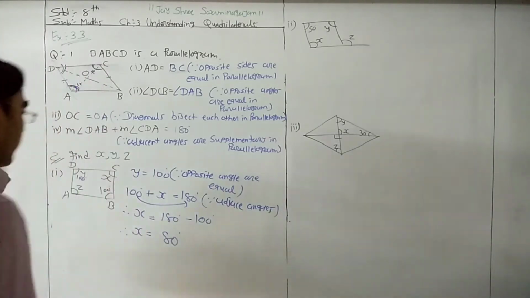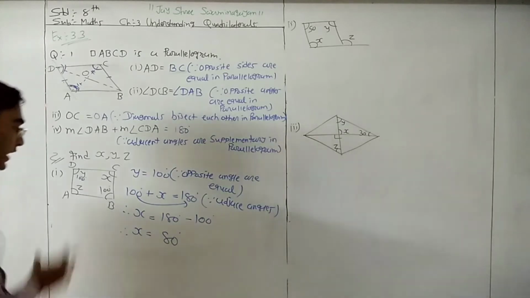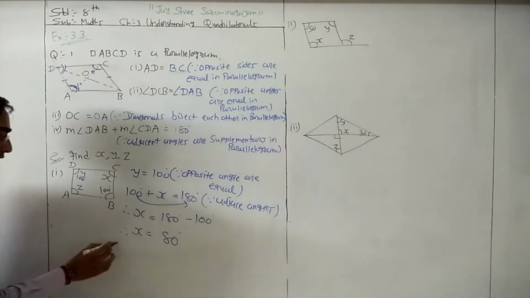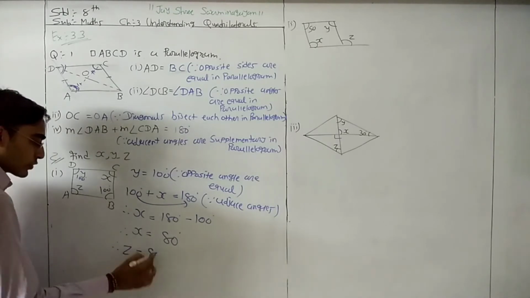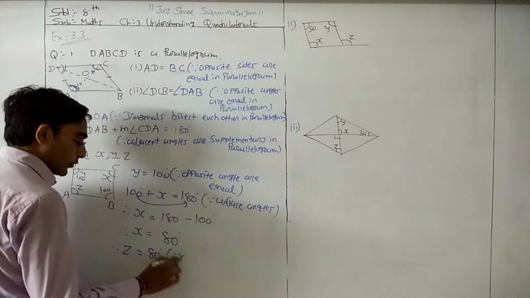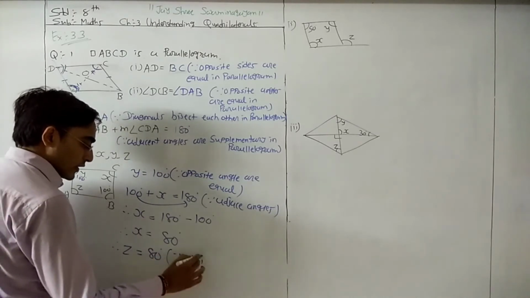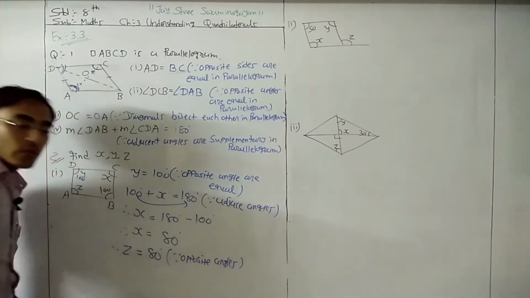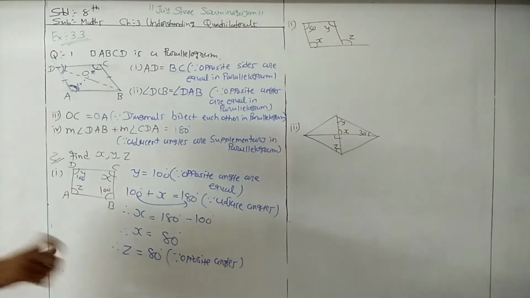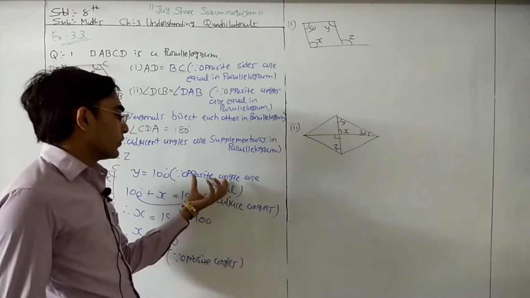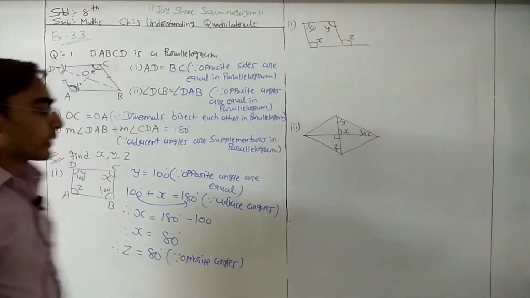Now easily we can find the value of z, right? Because these two, x and z, are the opposite angles. So directly we can say that z is equal to 80 degrees. Reason is opposite angles. I will write the reason in short, opposite angles. Otherwise we need to write opposite angles are equal.